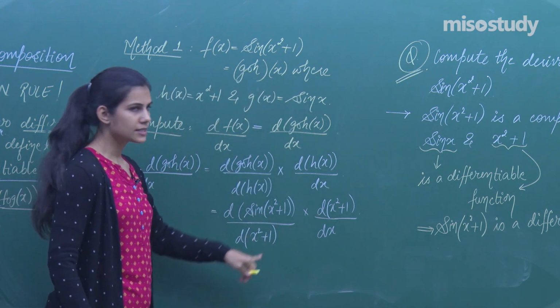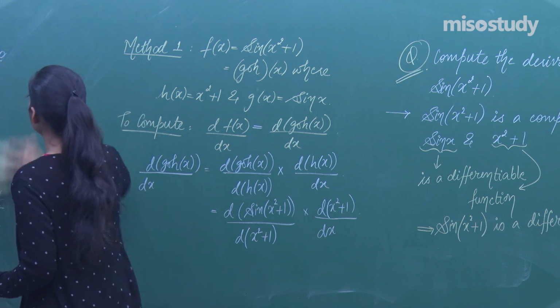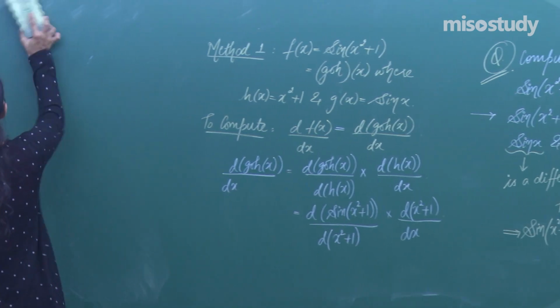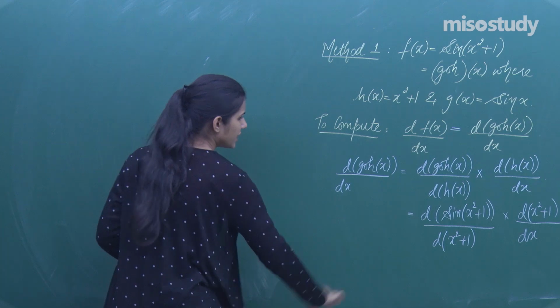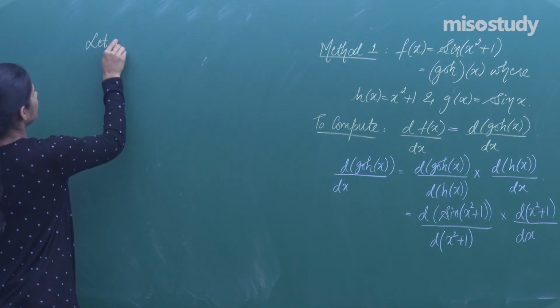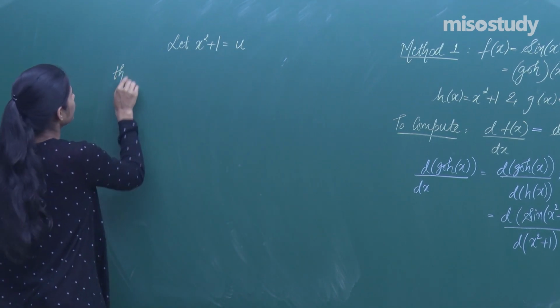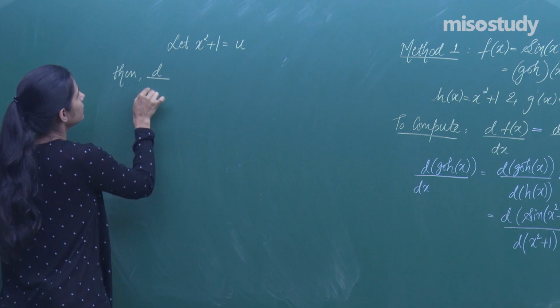Now this is something very, very nice. This is what makes this very easy. How? If you take x square plus 1 to be equal to u, suppose you take that, let x square plus 1 be equal to u. Then the process becomes utter simple.